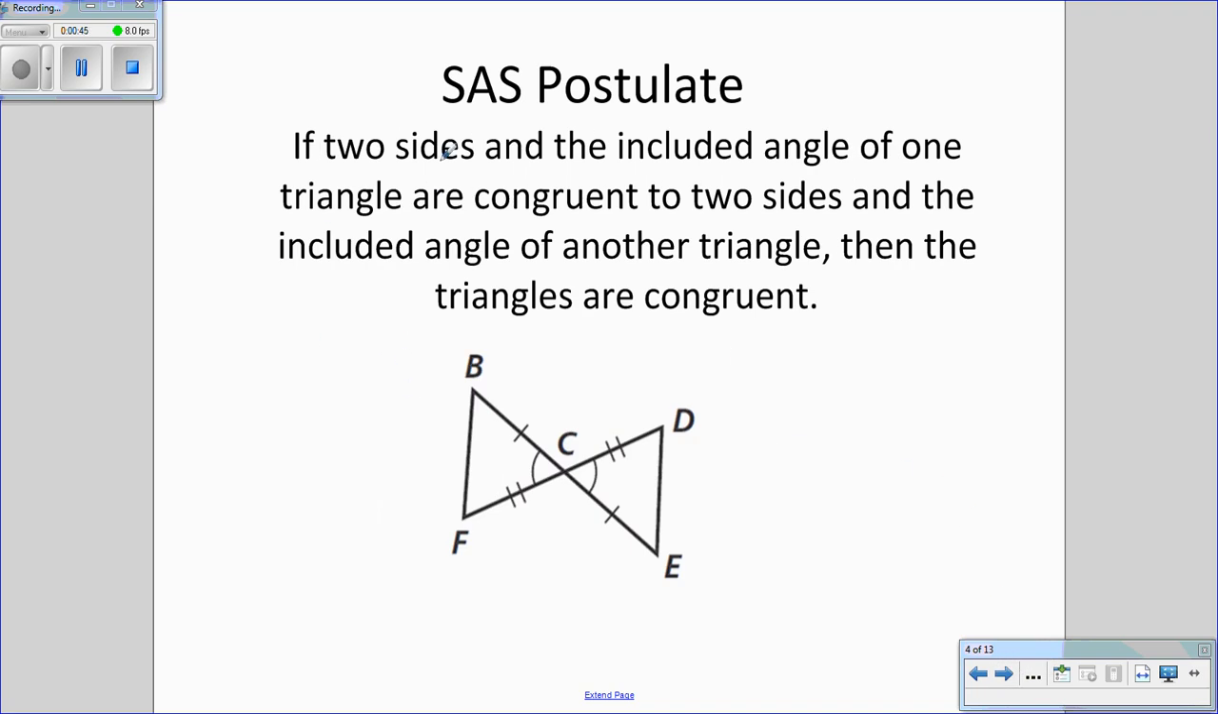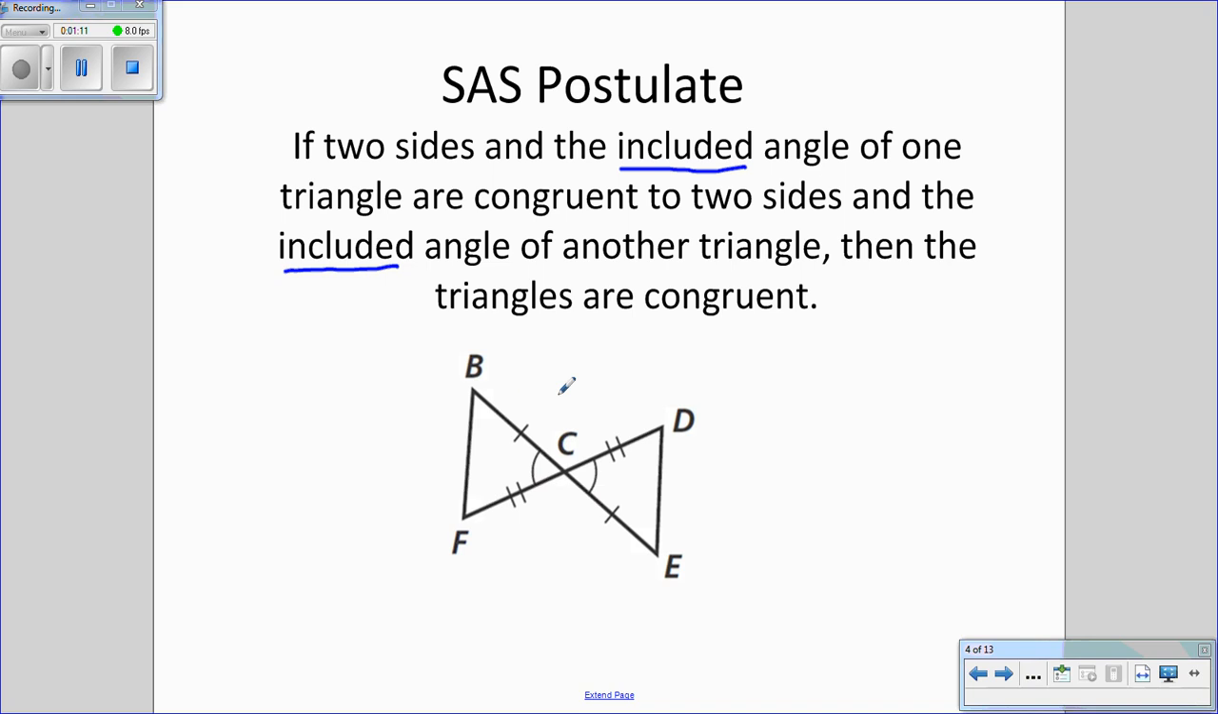Okay, the next way is called the side angle side postulate. And it states if two sides and the included angle of one triangle are congruent to two sides and the included angle of another triangle, then the triangles are congruent. So the key to this one is knowing what included means. Included basically means the angle that's between the two sides.